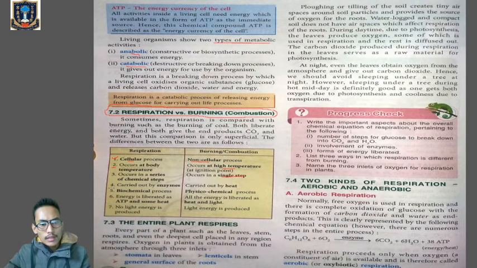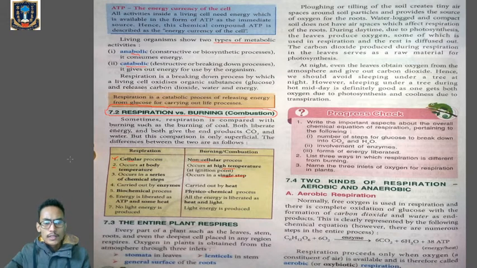Respiration is carried out with the help of enzymes, so it's an enzyme-dependent process, whereas burning or combustion does not require any type of enzymes. Simply, it is carried out by heat. Number 5th point, respiration is a biochemical process. It occurs within living cells, the living organisms, but burning is a simple physiochemical process.